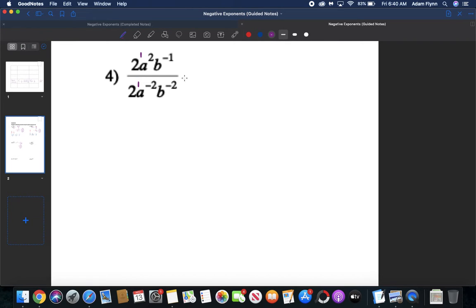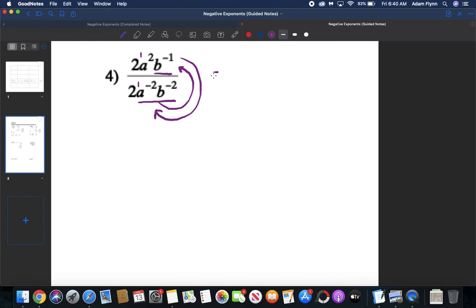Now before I go ahead with the quotient rule, which clearly I'm going to have to use here, I'm going to take all my negative exponents, cross the line, switch the sign, and set up a new fraction. Okay, so I've got this a to the negative 2 and this b to the negative 2 that are going to come upstairs. And I've got this b to the negative 1 that is going to come downstairs.